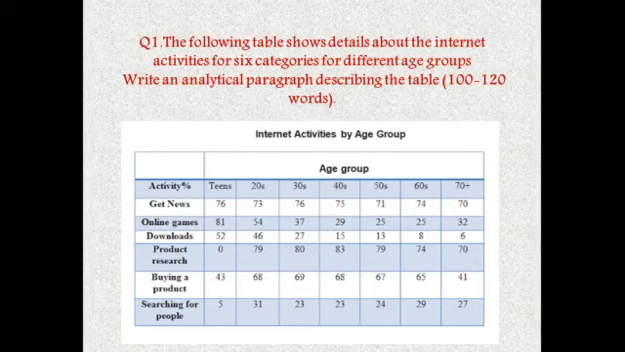Now when you study, you will just see how this table has been made and what the study is. You will see all about the activities of teens, the people in 20s, 30s, 40s, 50s, 60s and 70 plus. These are the age groups, and here we have how many people, what percentage of teenagers are interested in watching news, online games or downloading, product research, buying a product and searching for people on the net. So let us see the activities of all and then see how I have tried to solve this.